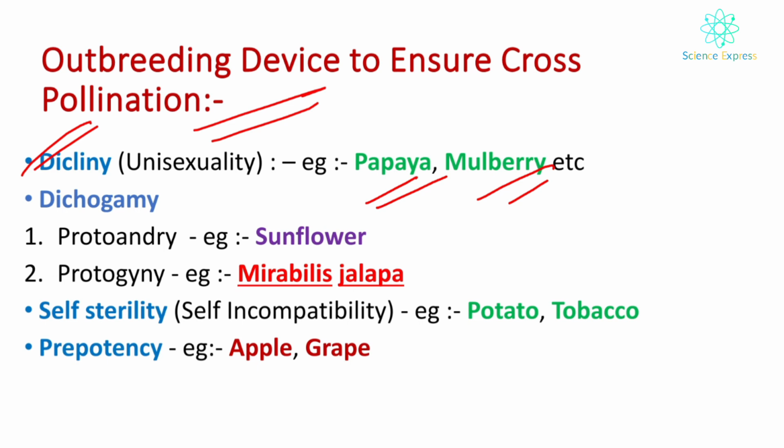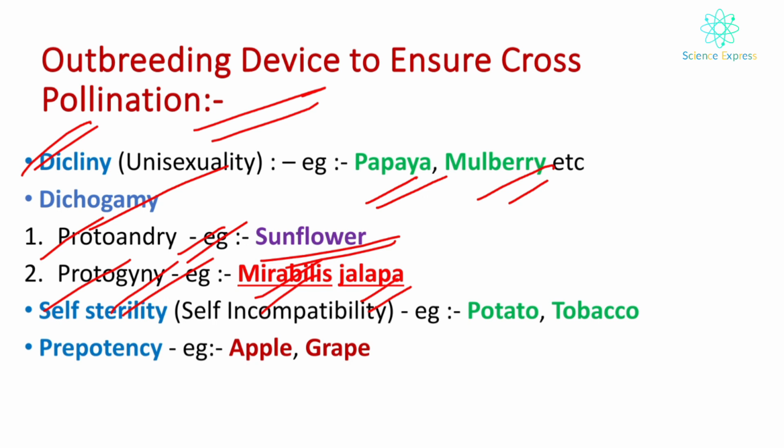dichogamy. In case of dichogamy, anther and stigma mature at different times in a bisexual flower. So, there is no chance of self pollination, or they prevent self pollination. Clear? Example is protandry and protogyny. In case of protandry, the male part develops earlier than the female part. Example, sunflower. In case of protogyny, the male part develops later than the female part, so the female part develops faster. Proto means first. Okay. Example is Mirabilis jalapa. Clear? Okay. Another name of Mirabilis jalapa is 4 o'clock plant.